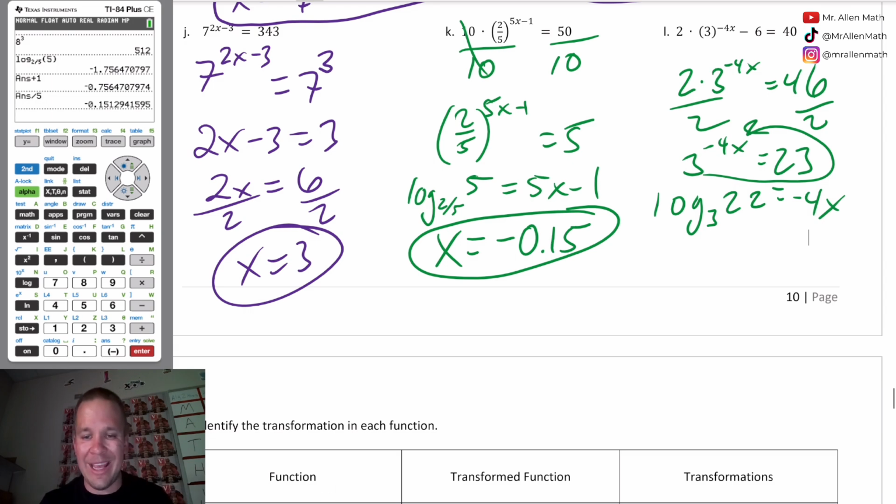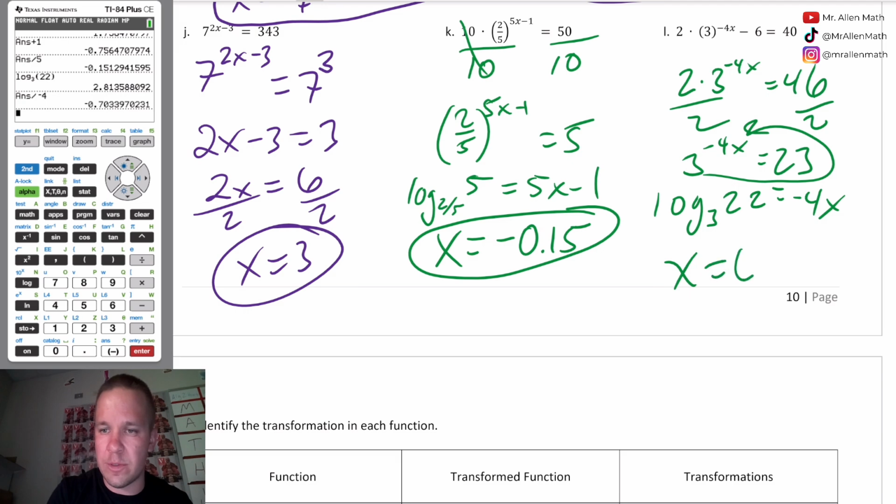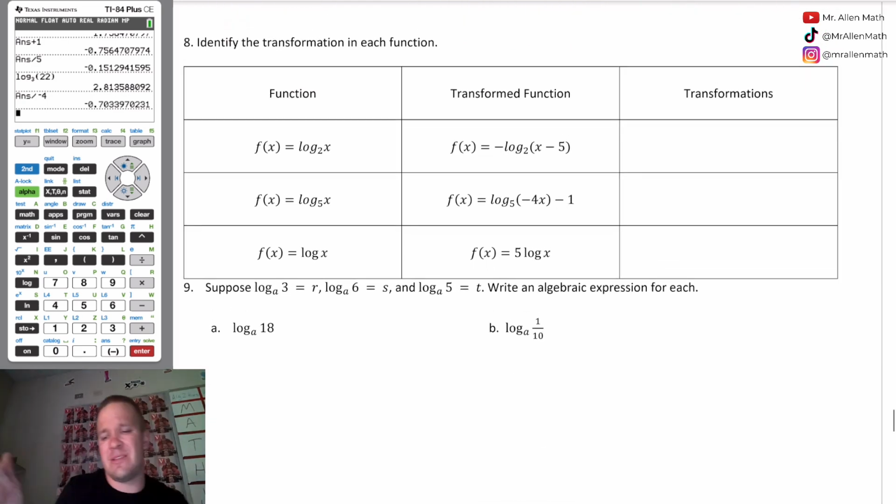We could plug that in, right? We're going to hit math, alpha, math, alpha, math. We got 3, arrow over, 22, hit enter. And then we're going to divide this by negative 4. So negative 4, enter, negative 0.7. All right, x equals negative 0.7. Oops, don't forget that negative. There we go. I don't often throw zeros in front of my decimals, but I decided to today, right? Because I was feeling it.